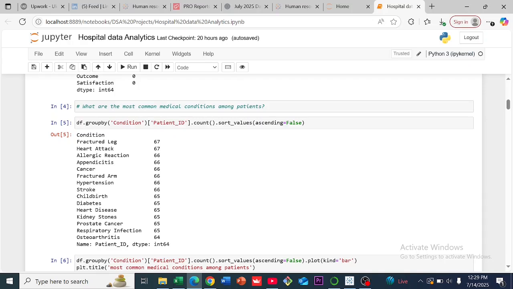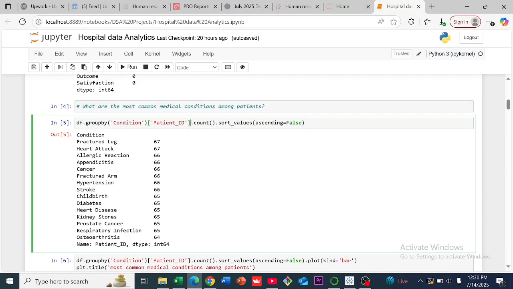So we'll be using the dot group by method, passing in the column which contains the group we are splitting by, in this case condition, and the column we want to carry out our summary statistics on, in this case patient ID. I'll be adding the dot count method because that's what is going to help us count how many patient IDs we have within each of our condition groups, and we'll be calling the dot sort values so that we can get the group with the highest condition value on top.